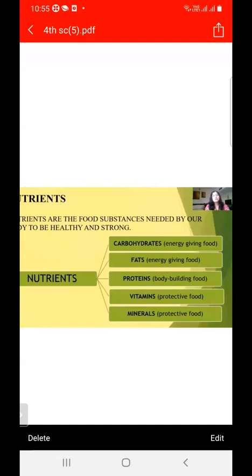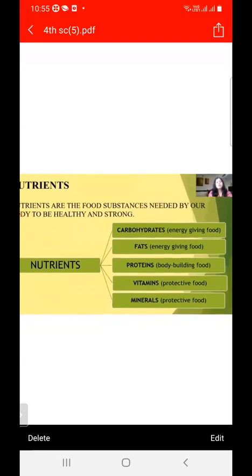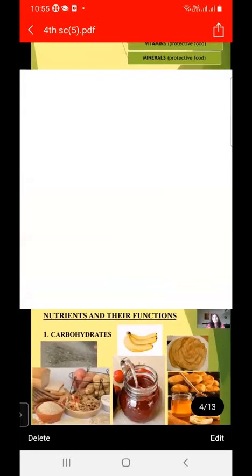So energy giving food. What are energy giving foods? Carbohydrates and fats, these are called energy giving food. And proteins are called body building food. And vitamins and minerals are called protective food. So there are different kinds of nutrients shown in the figure.